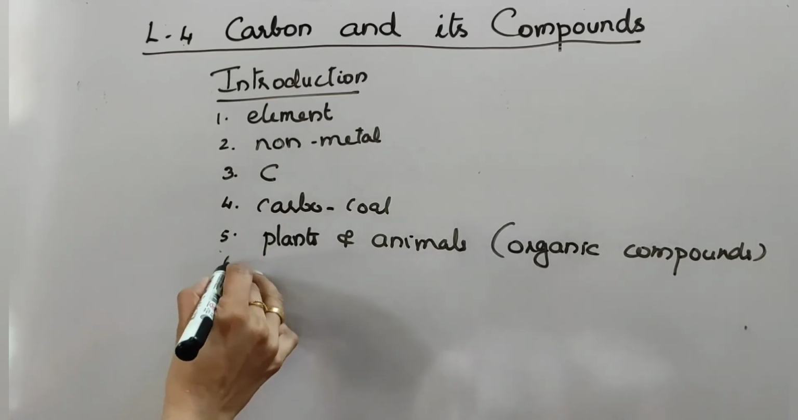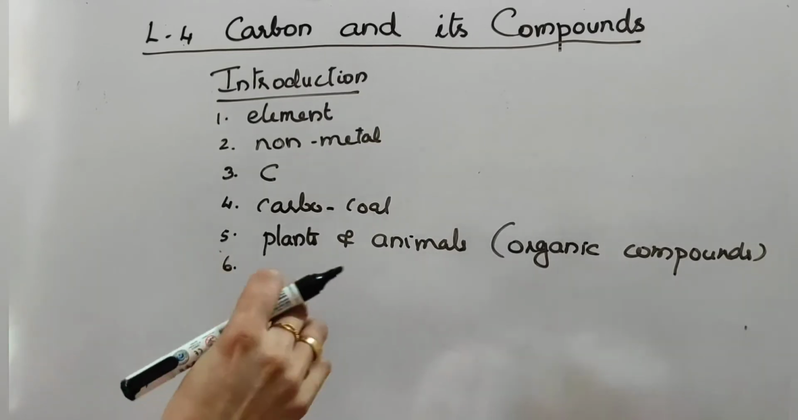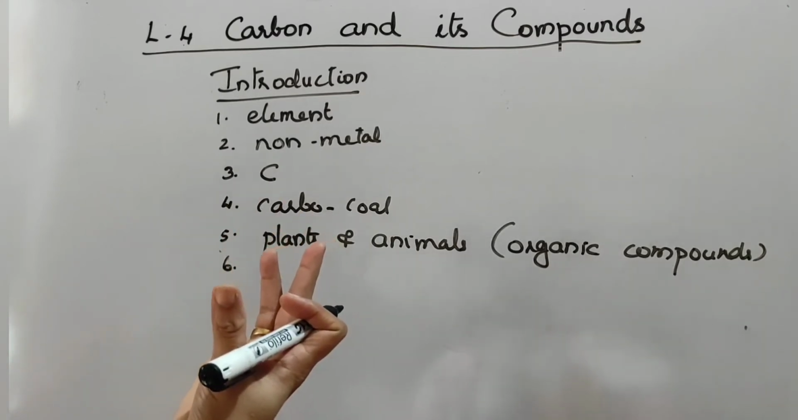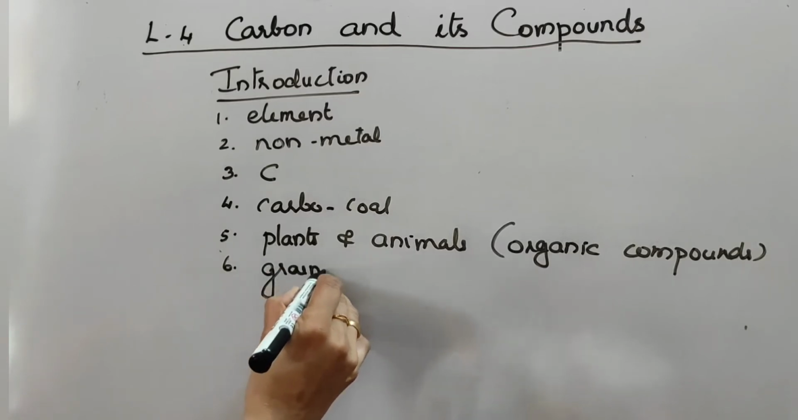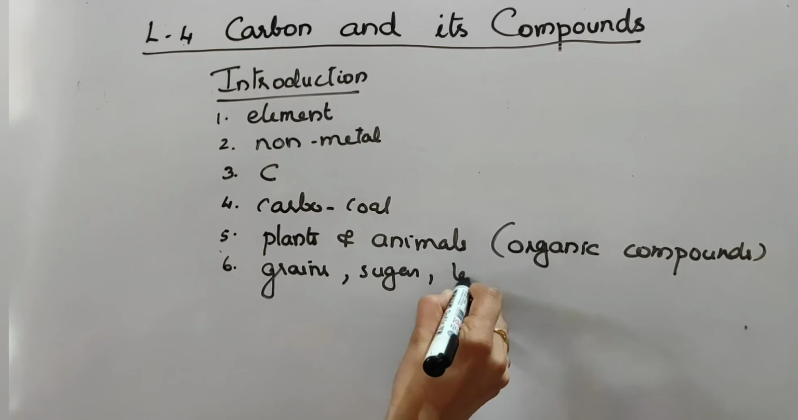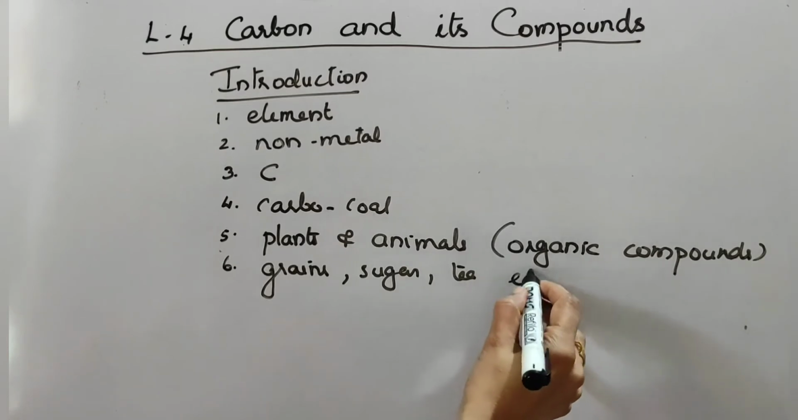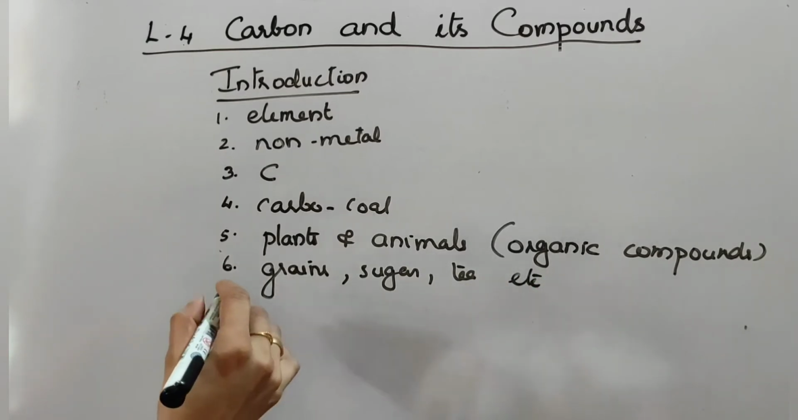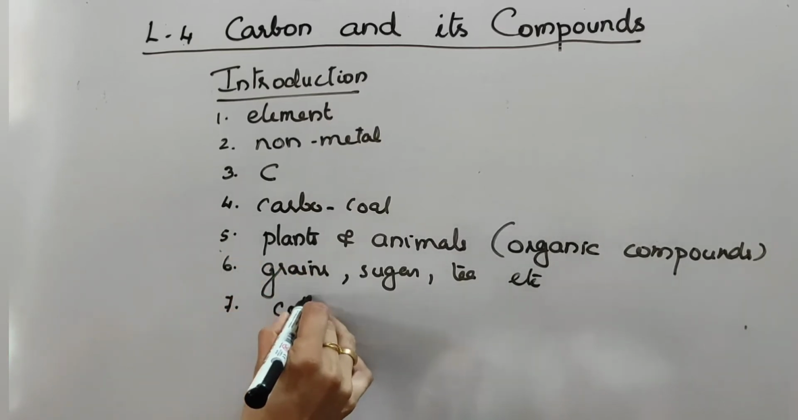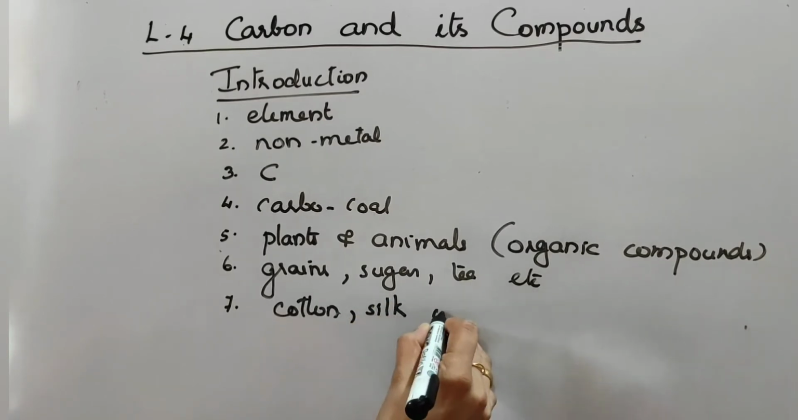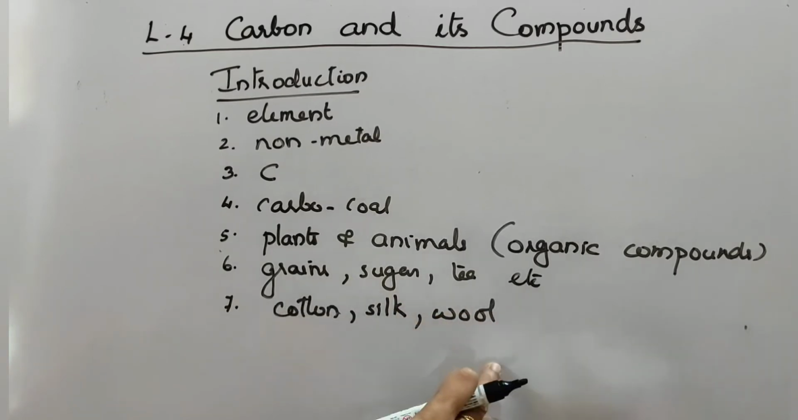And another, sixth point: a large number of things we use in our daily life are made up of carbon compounds. Which are the daily life things? First, our food materials like grains, sugar, tea, coffee, vegetables, fruits, pulses, etc. are carbon compounds. And the seventh one is the materials we use for making clothes. Which materials? Cotton, silk, wool, nylon, polyester are used for making clothes. These are all made up of carbon compounds.